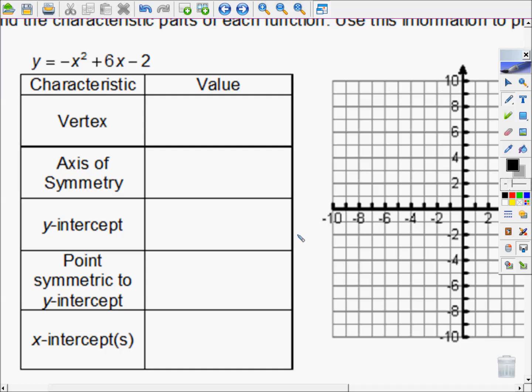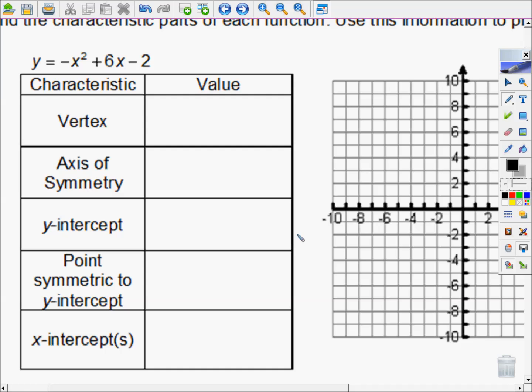Negative 6 over 2 times negative 2. 3x equals 3. Work as a team, talk about it with each other, guys. So it's x equals 3, right? x equals 3. Yeah. And the vertex is 25. That's it.